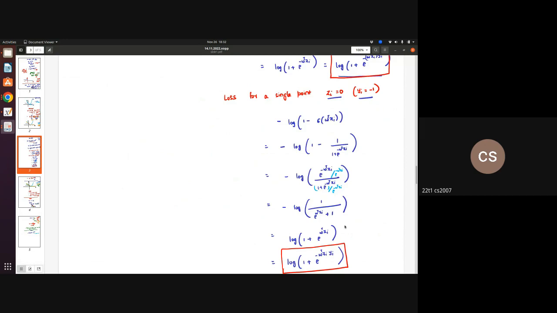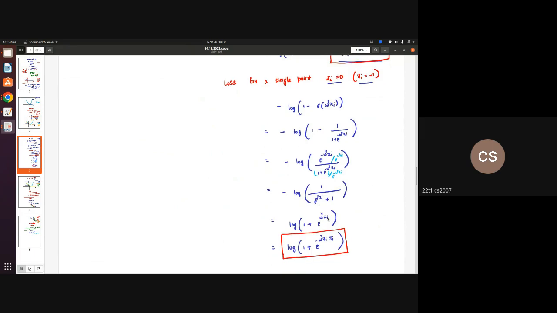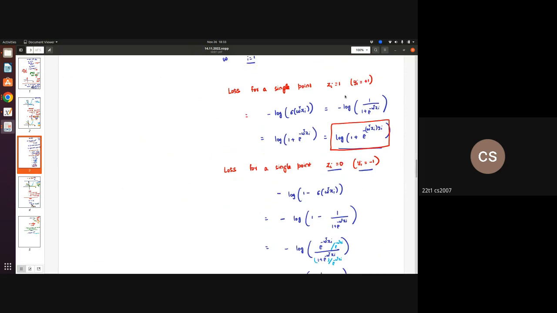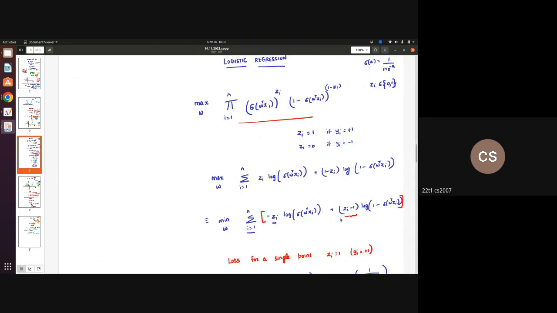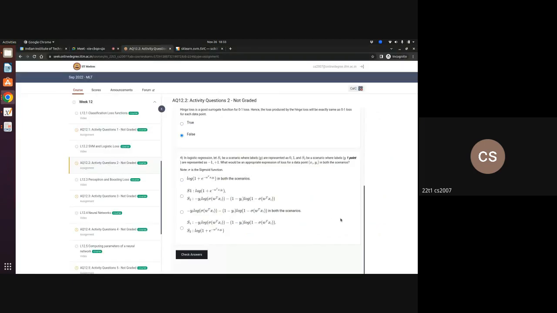Now you see, if you don't use 0, you use yi equal to -1 and you put a yi over here and put a minus sign here, then this term becomes equal to this term. So when the classes are represented as -1 plus 1, you use this representation. And when the classes are represented as 0 and 1, you use this representation. That's all we are saying here. So these are 2 different representations of logistic loss. Okay, so that's what we are asking here.